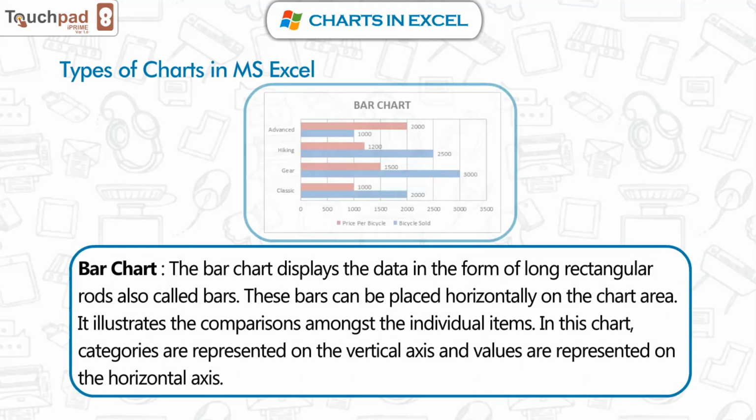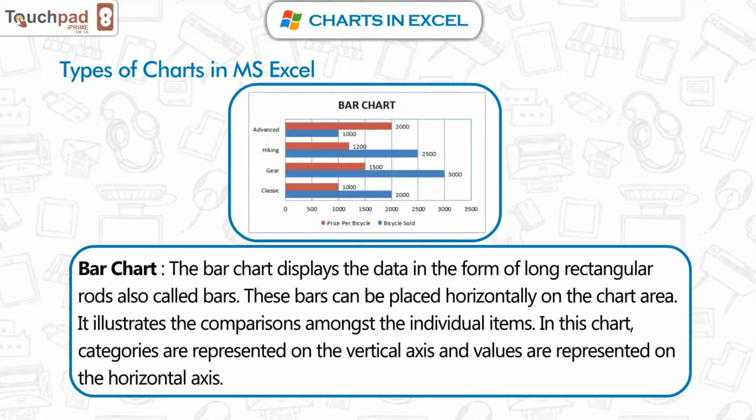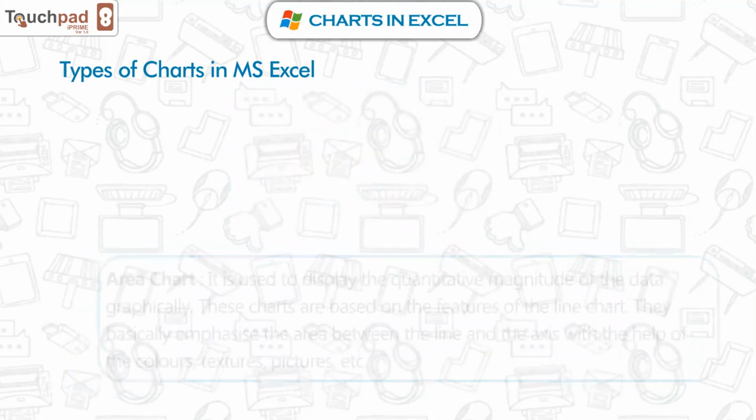Bar chart. The bar chart displays the data in the form of long rectangular rods, also called bars. These bars can be placed horizontally on the chart area. It illustrates the comparisons amongst the individual items. In this chart, categories are represented on the vertical axis and values are represented on the horizontal axis.